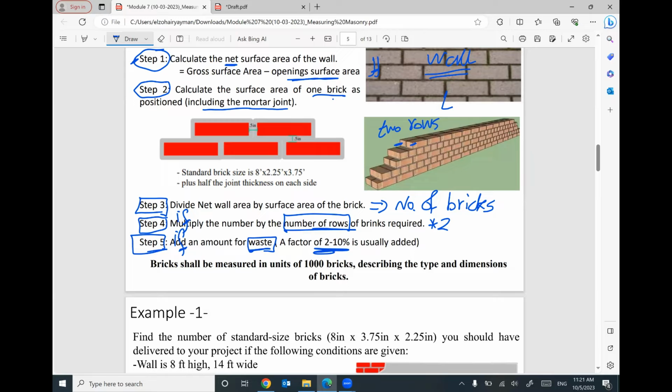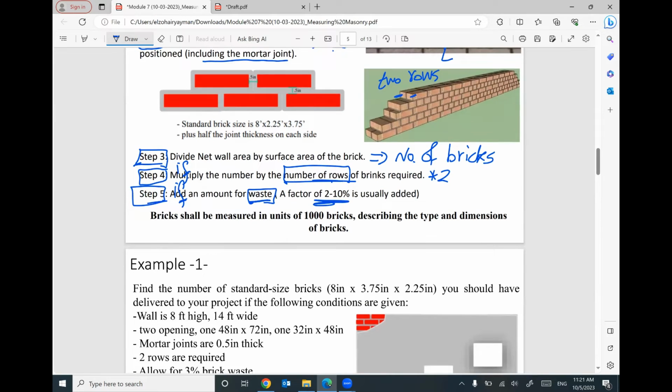So the number you calculated from step number 3 must be multiplied by the total number of rows. Sometimes the total number of rows is 1, so keep it. And also we need to increase this number by a percentage, maybe 10%, 20%, whatever the percentage. So this will be the final number of bricks.